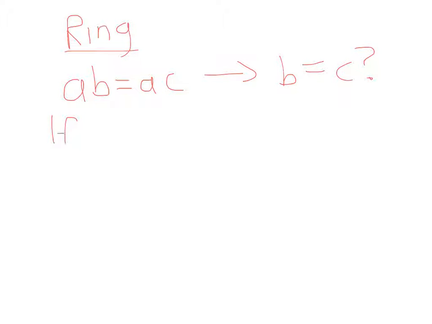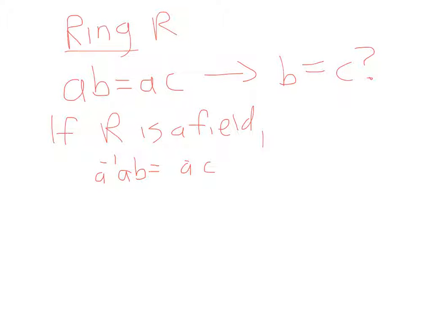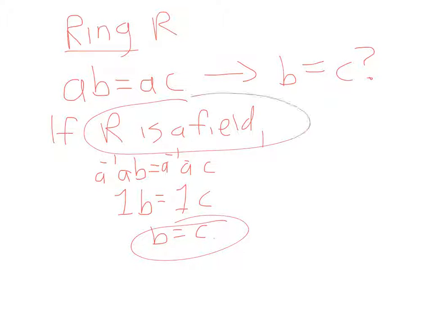Well, if the ring is a field, say we have ring R, if R is a field, remember a field is such that we have multiplicative inverses for everything. Start off with this equality. I can multiply on the left by the multiplicative inverse, and I'll get the unity times B equals unity times C, so I get that B is equal to C. So we get cancellation in the case that R is a field.